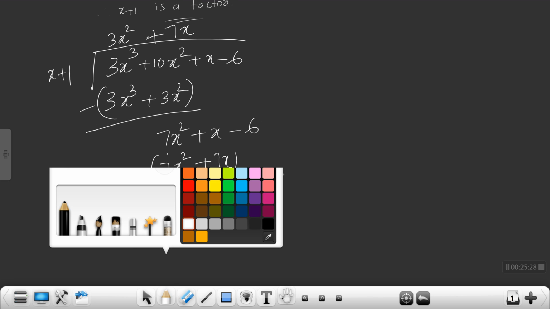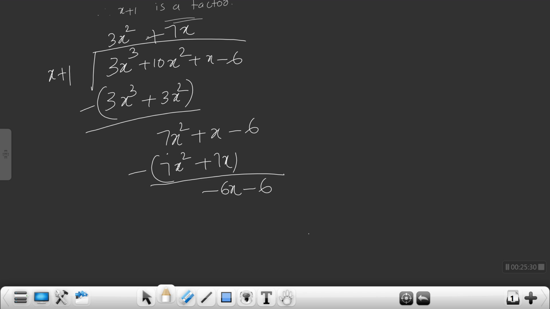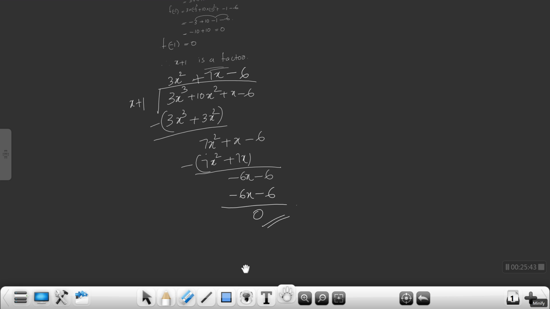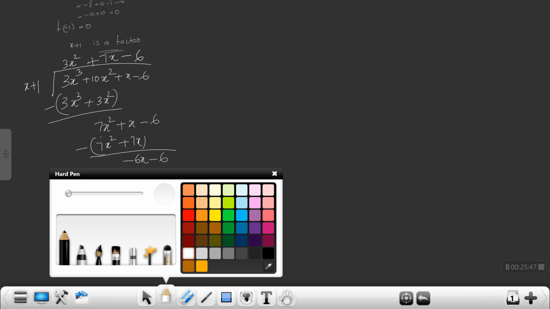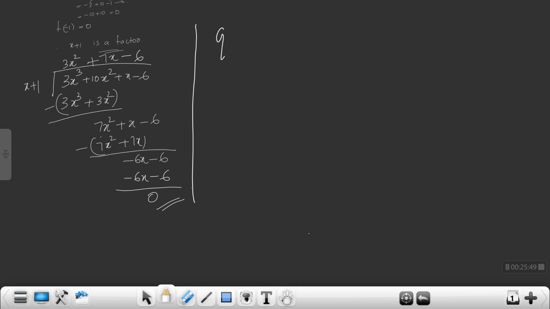Again divide negative 6x by x, negative 6. Negative 6 into x, negative 6x, negative 6 into 1, negative 6. On subtracting, we got 0 as the remainder. On dividing 3x cube plus 10x square plus x minus 6 by x plus 1, the quotient is 3x square plus 7x minus 6.